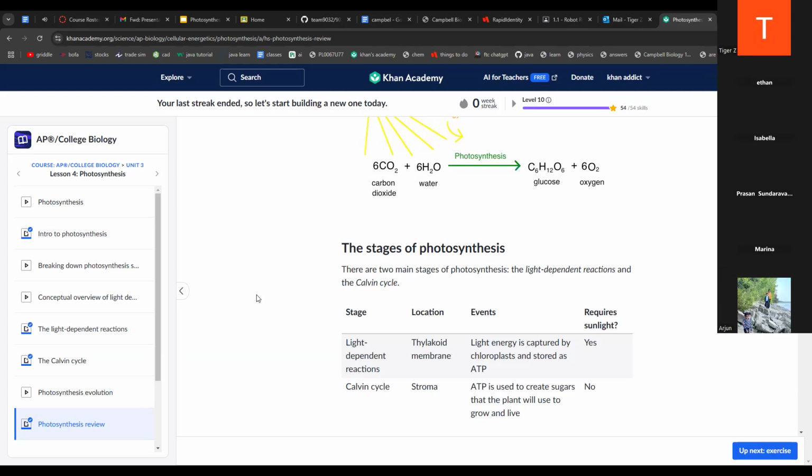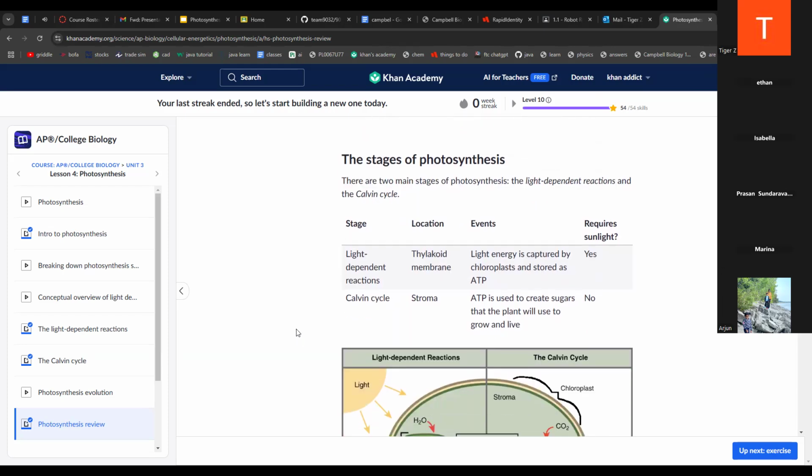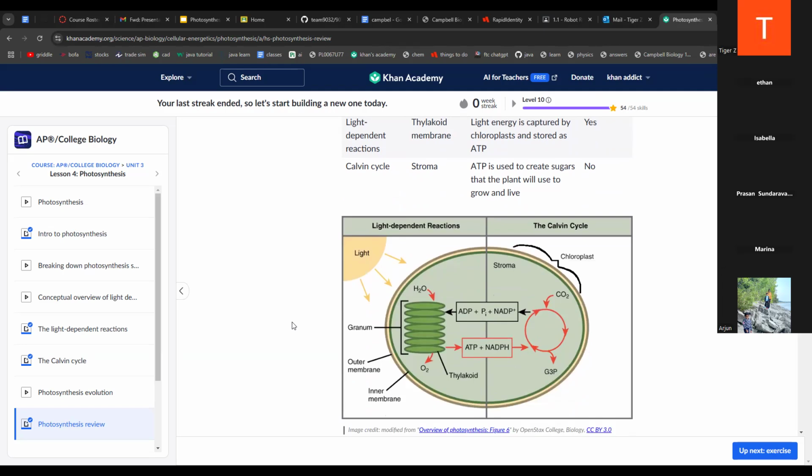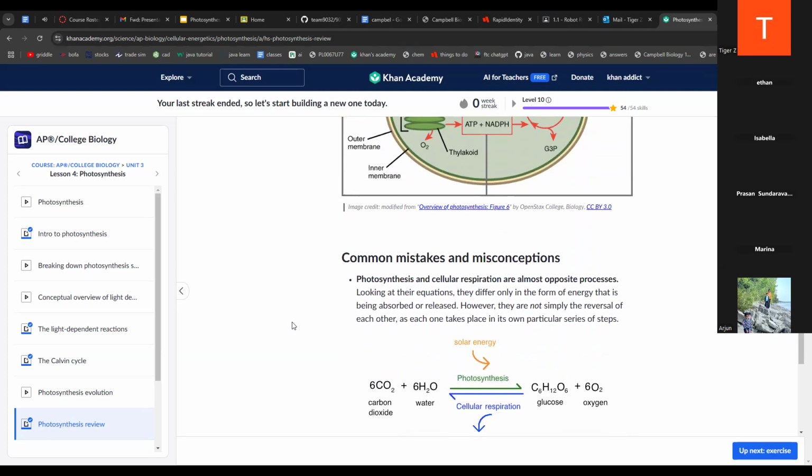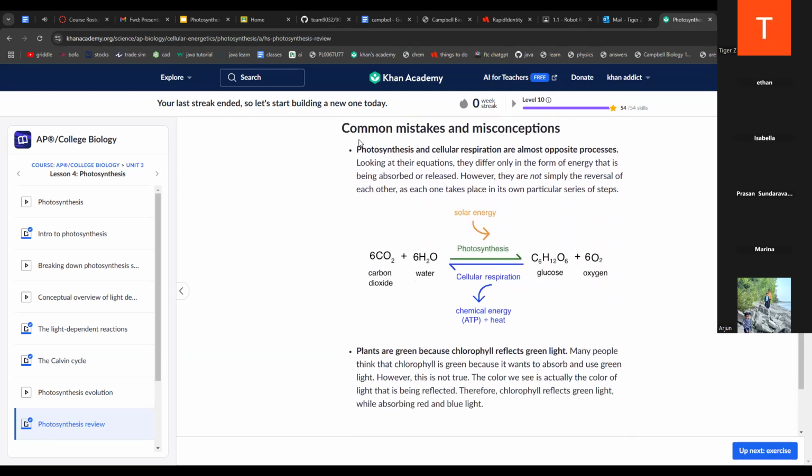NADPH and ATP. Nice, yeah. So you guys are looking pretty good. But here's a pretty important thing.